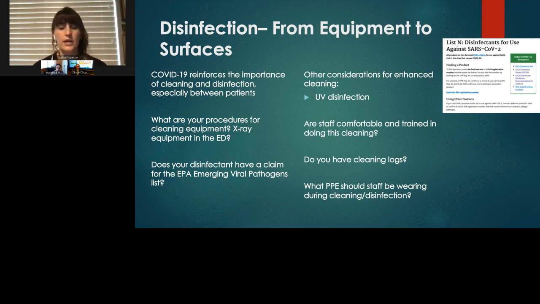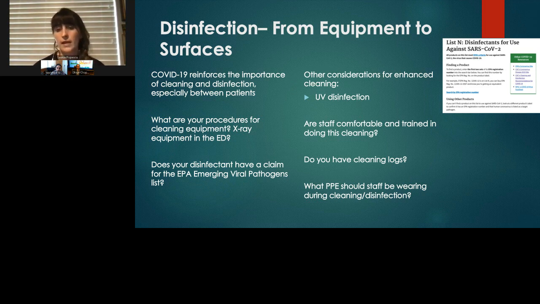But other considerations I know we've talked about a lot in healthcare are a little bit more enhanced cleaning, and that would be UV disinfection. Are you using that in your high-risk areas? I know our healthcare facility uses that, and it's not a substitute for the cleaning and disinfection you would be doing regularly, but it is a nice way to add that extra layer of cleaning.